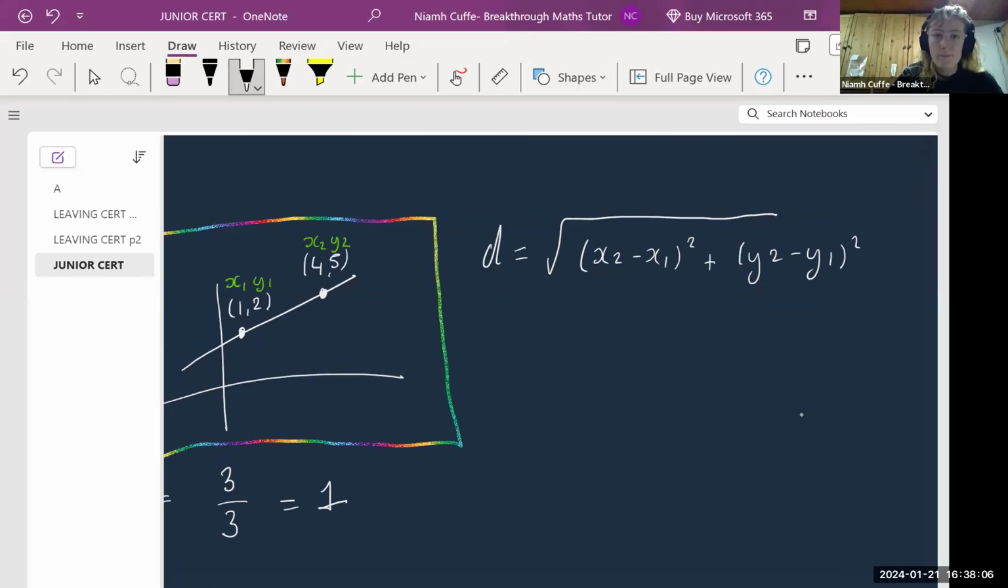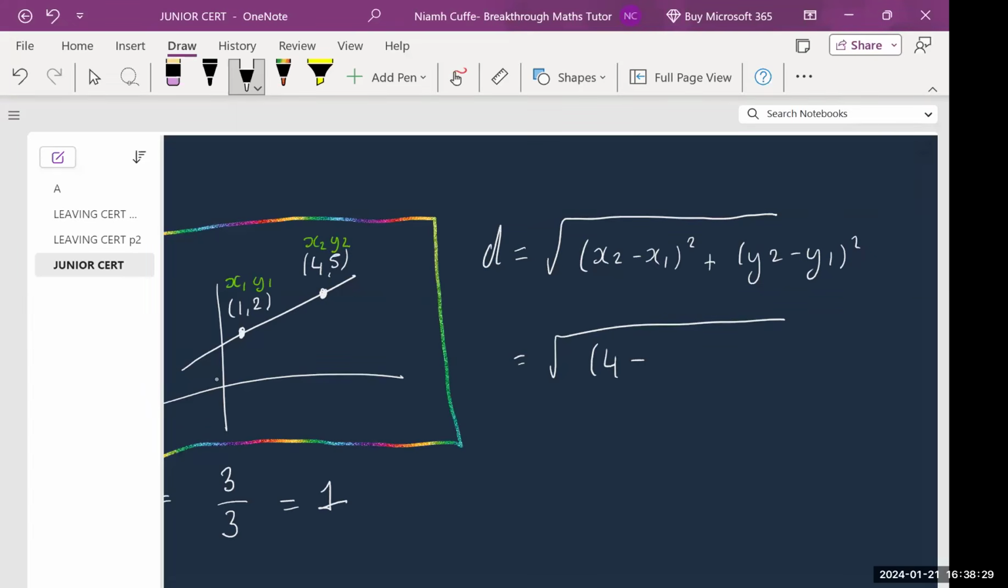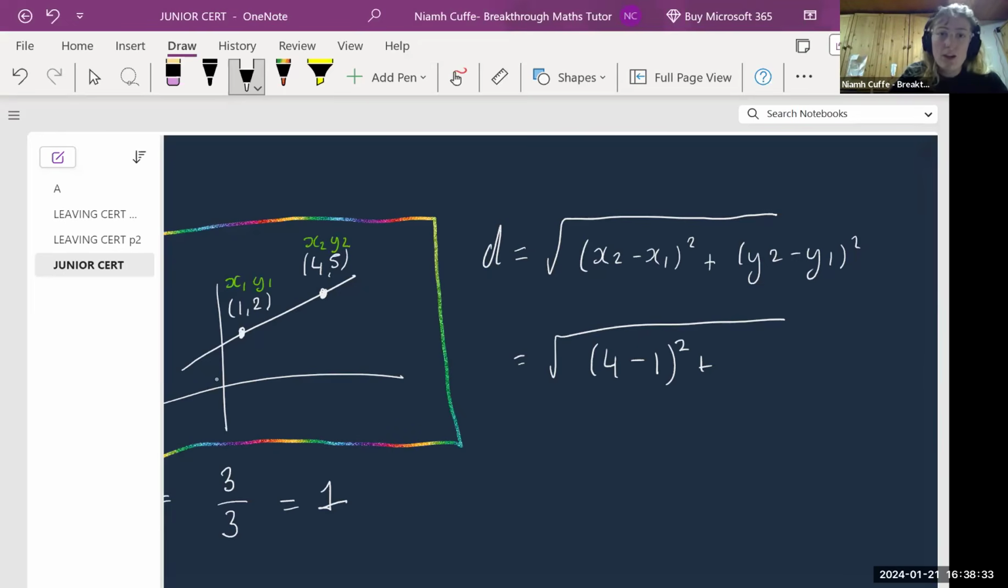Okay, Bence, what do you think I'm going to put in for x2? What have I labeled as x2 over here? And for x2 you labeled 4. 4, amazing. So I'm going to put in 4. Anna Salgado, so sorry, I butchered your name. What am I going to put in for x1? 1, amazing, because I've labeled that as 1. So good, guys. For y2, I'm going to put in 5. For y1, I'm going to put in 2.